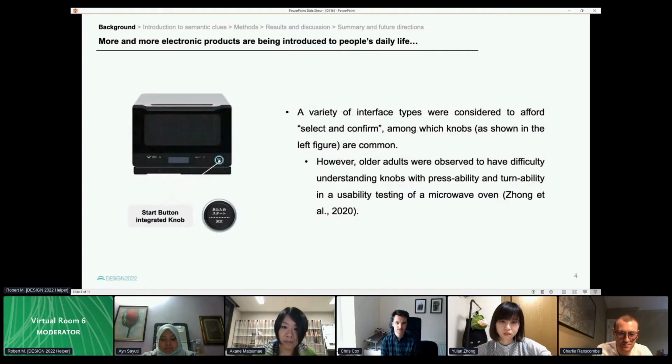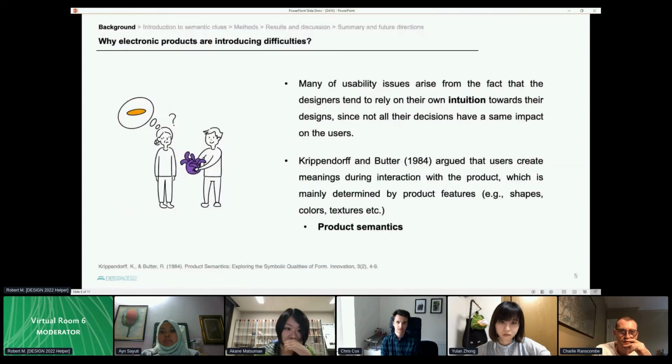One of the most typical operations is select and confirm, and knobs are common to afford this. However, not all designs could pass this information well. For example, the results from a usability testing we conducted indicated that sometimes older adults couldn't make the best use because they couldn't perceive the multiple operations of one physical controller. Although some problems have been attributed to physical or cognitive aging, many of them arise from the fact that designers tend to rely on their intuition towards their designs.